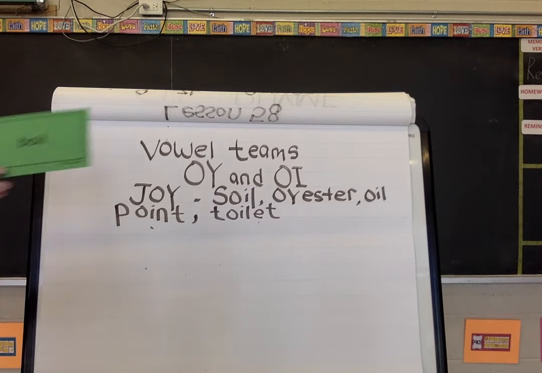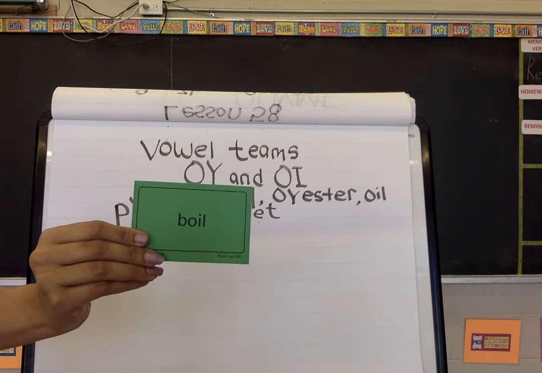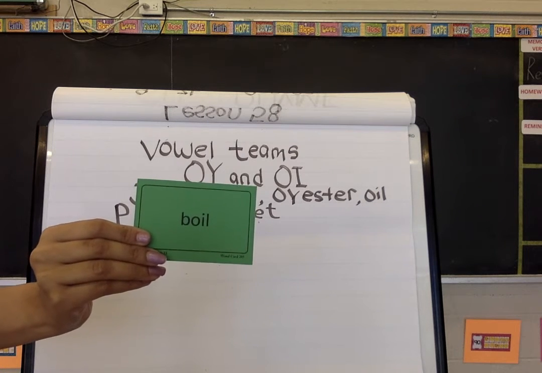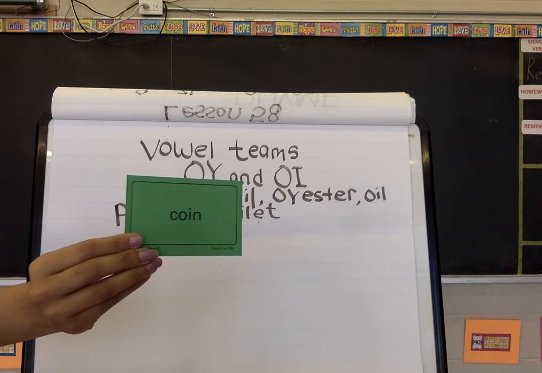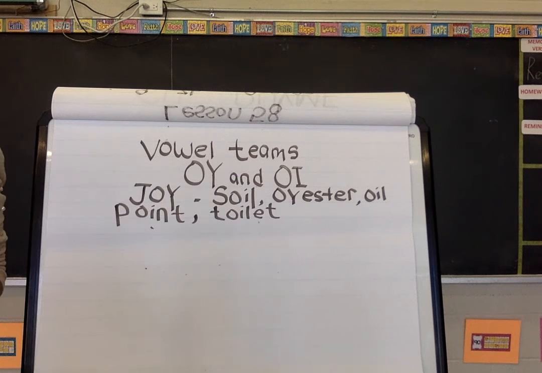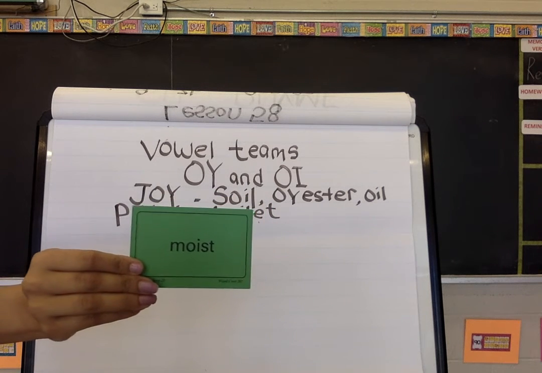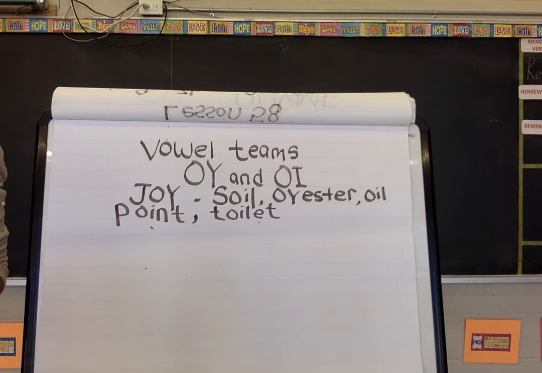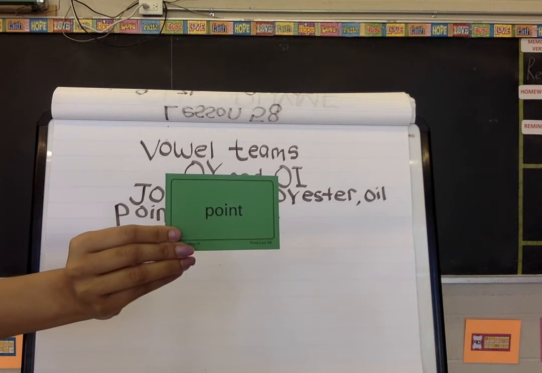Then we have the word boil. See, the OI sound is in the middle, so we use OI instead of OY. Boil. Our next word is coin. Coin. Next one is moist. Moist. Next one is point.